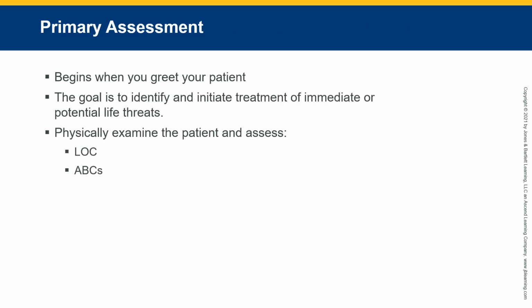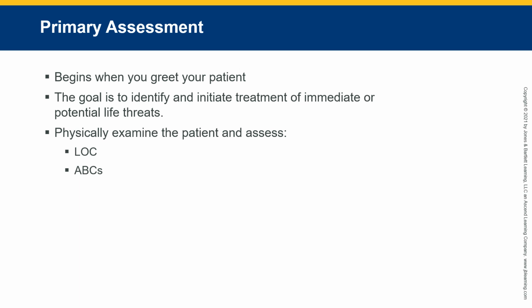And then another thing is, do you have the resources for their condition? So, as a basic unit, do you have the resources to treat the patient? That'll tell you if you need ALS or not, too. Your primary assessment begins when you greet your patient. The goal is to identify and initiate treatment of immediate or potential life threats. You can tell if someone's bleeding out. You can tell if someone's not breathing. Those are big factors if they've got life threats.